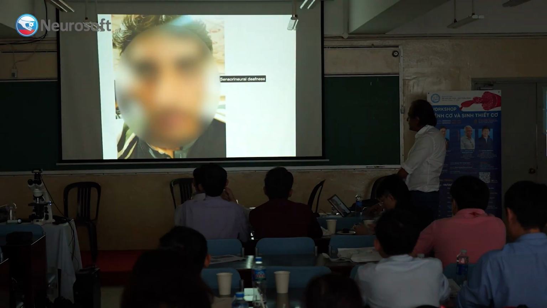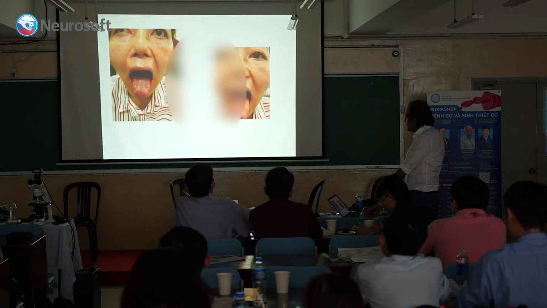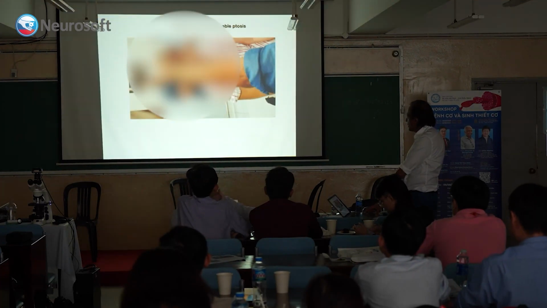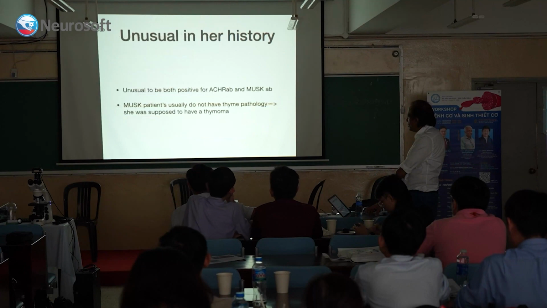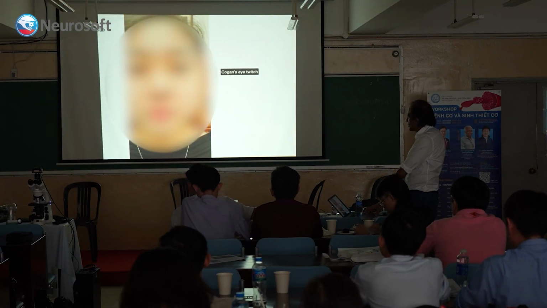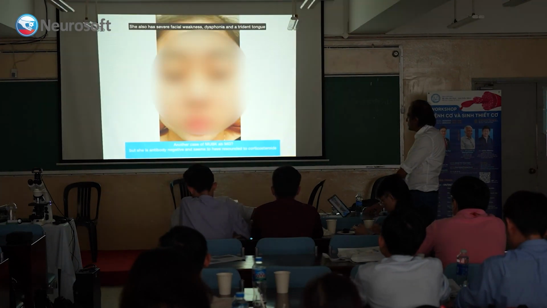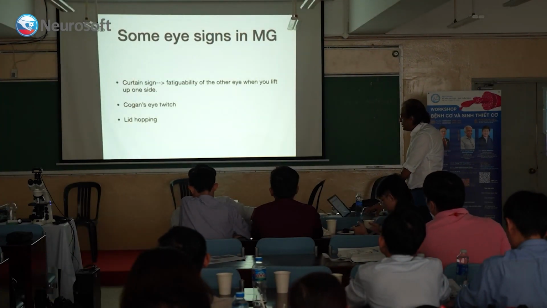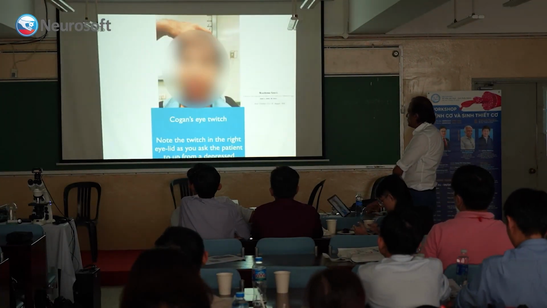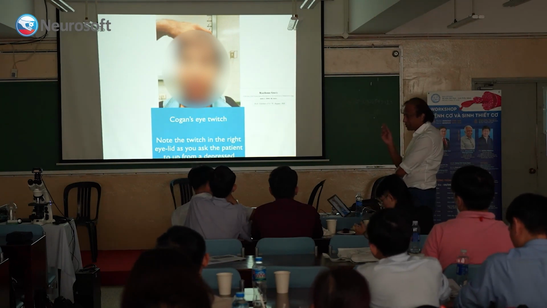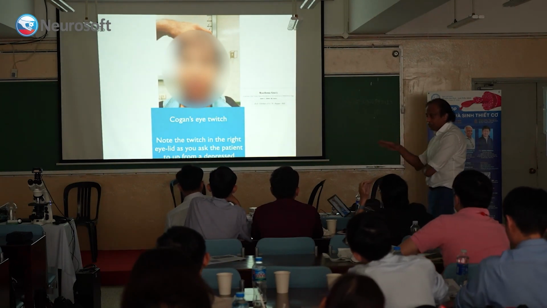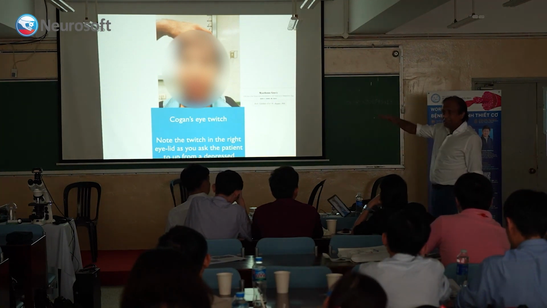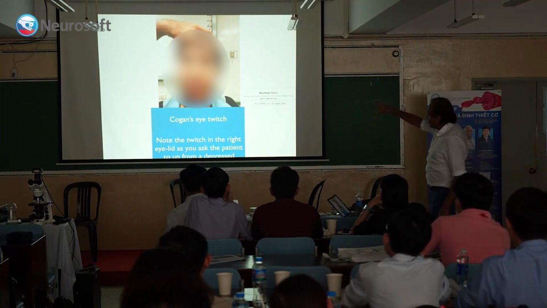So this one I showed you yesterday already. Then this is the mask patient I showed you yesterday. This is also another mask. Okay, so this, I want to just quickly show you another sign that's useful in myasthenia, the Cogan's eye twitch, right? So you ask them to look down, then come up, then the eyelids move a few times. So you watch the right side.